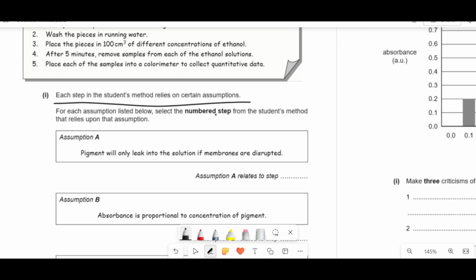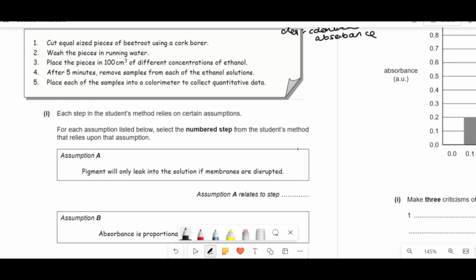And it says each step in the method relies on assumptions. For each assumption, give the numbered step in the method that relies on that. So the pigment will only leak into the solution if the membranes are disrupted. The step that relates to that is, because what they've done is they've cut beetroot, right? It's going to have bits of damaged membrane in it. If you just shove that straight into water, then you're going to have beetroot pigment already there. Whereas we want to get rid of it so that anything that is out in there and starts going darker in color is because of the membrane disruption. So that's probably either one of two or three. That's why it's rinsing it or placing it. So I'm just going to do three.